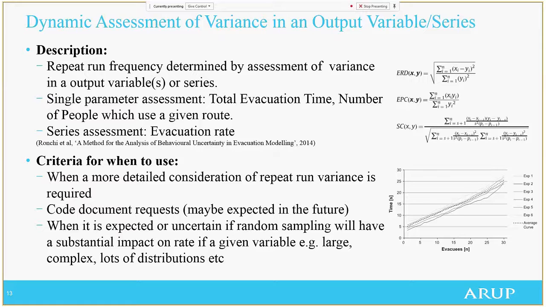It's also, you might use it when it's expected or uncertain if random sampling will have a substantial impact upon the rate of a given variable. If you think there's going to be a very big difference in the evacuation rate, this is a good way to compare them.